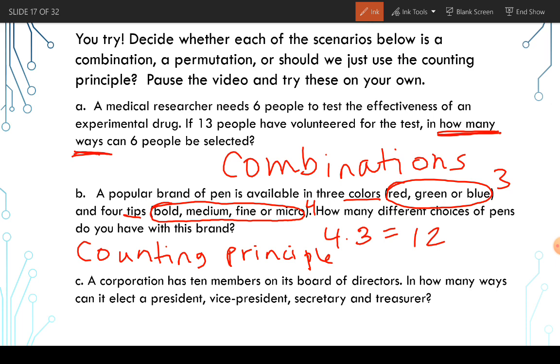Last one. A corporation has 10 members on its board of directors. In how many ways can it elect a president, vice president, secretary, and treasurer? We have to ask ourselves, does order matter here? Yes. We can only have one president, we can only have one vice president, we can only have one secretary, and one treasurer. Okay? Since those things can only happen one way, this would be an example of a permutation.